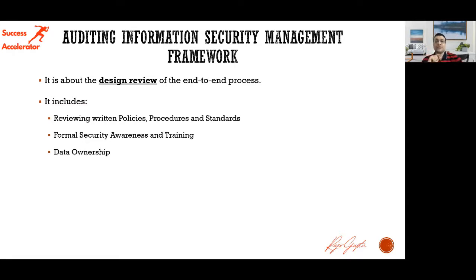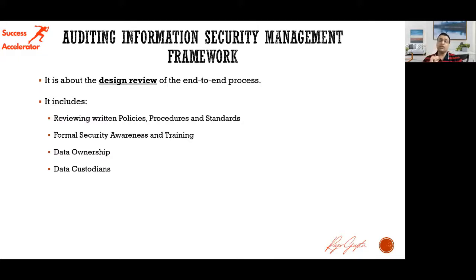Data ownership. This is another aspect which you are supposed to check as part of the overall framework, because many times the ownership of data is not defined, and because of this lack of ownership, who will put controls on the confidentiality, completeness, and accuracy of the data is not defined. Hence, clarity on data ownership is very important, and that's something which we need to check when we are auditing the framework.